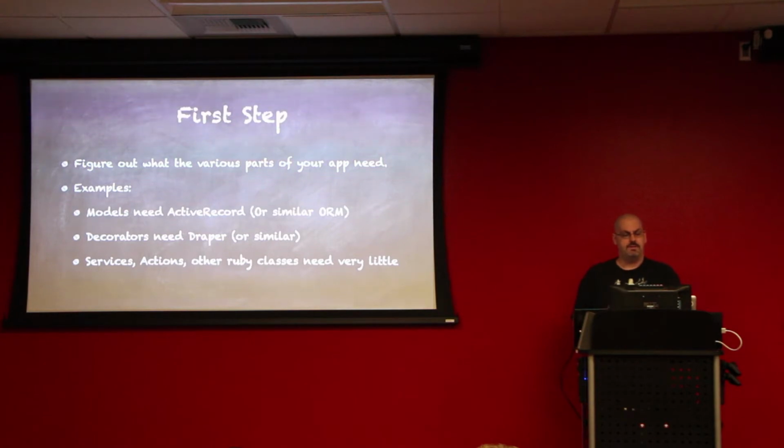So the first step is figuring out what the various parts of your app actually need. Because the whole point is to never load up more than you actually need in order to test to make sure things work. Models need ActiveRecord if you're using that, or if you're using another ORM, they're going to need that. Decorators need Draper or a similar gem. Services and other things, maybe just pure Ruby classes and don't need much at all. And so those are the best things. So the more of those you can have, the easier life is going to be.